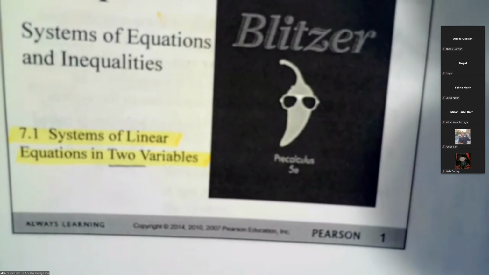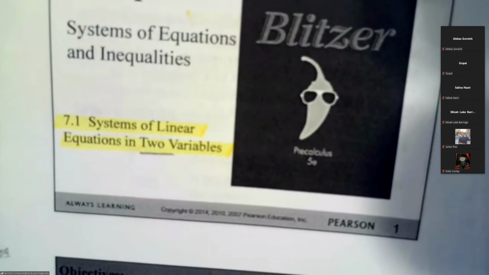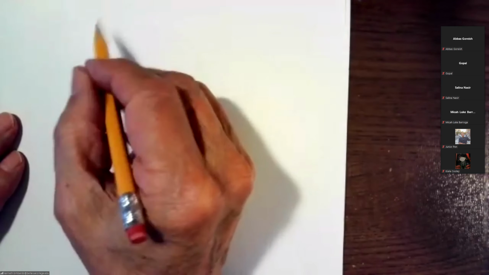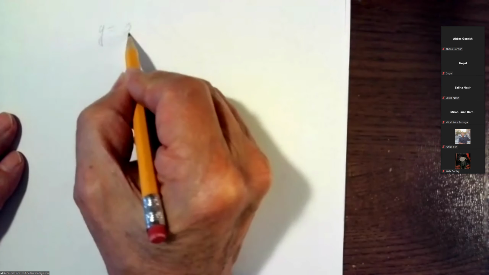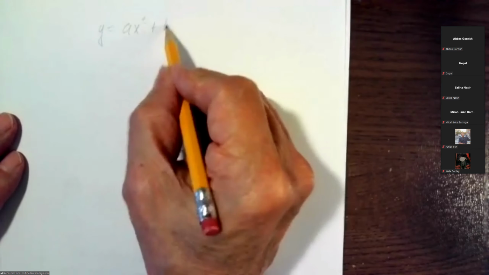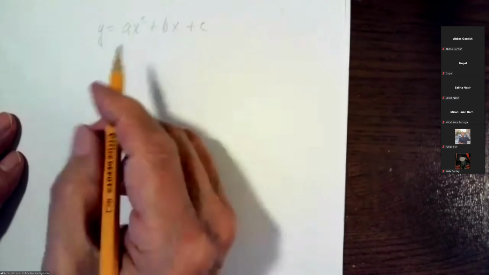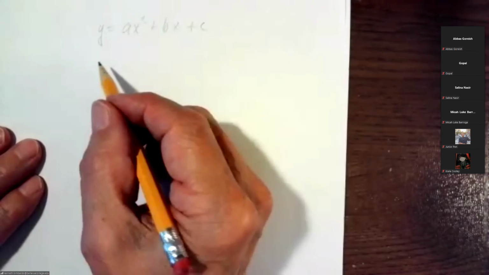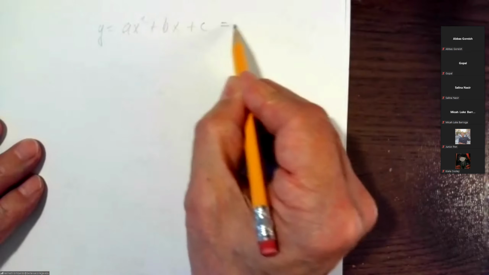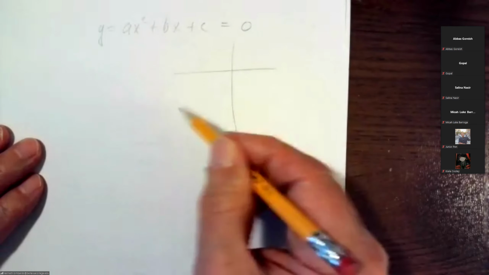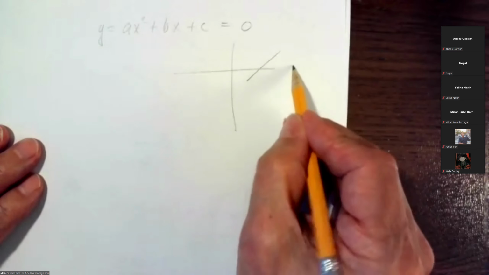Okay, let's go ahead and get started on 7.1. 7.1 talks about systems of linear equations in just two variables. And so some of the things we're going to be concerned with when we have linear equations, remember, a quadratic equation might be something of the form y equals ax squared plus bx plus c or something. And we can solve for this depending on what we're looking for as a solution. We might say equate that equal to 0, and let's find out where this function crosses the x-axis.